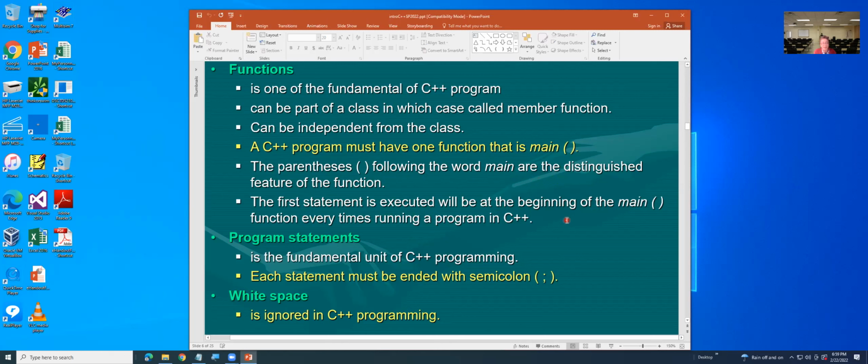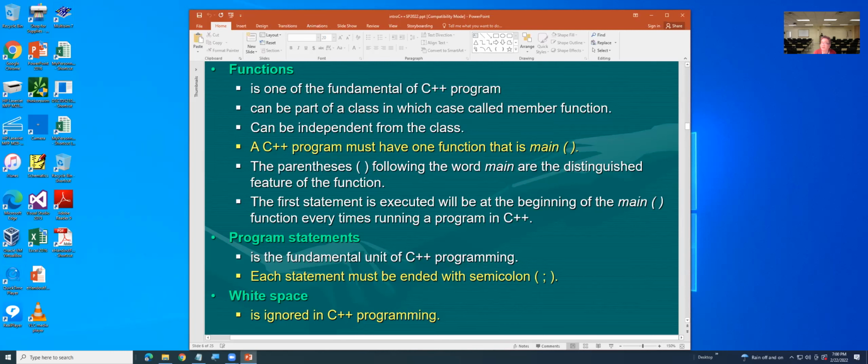If you want to understand, you have to read this handout 100 times. Go over and over. It will go into your brain. At a certain point, you can understand everything. You never know. Okay? Next will be the program statement. It is the fundamental unit of C++ programming. Each statement must end with a semicolon.